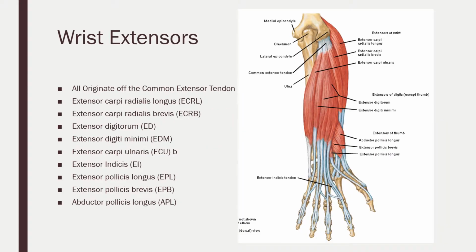The wrist extensors involved are the extensor carpi radialis longus, extensor carpi radialis brevis, extensor digitorum, extensor digiti minimi, extensor carpi ulnaris, extensor indicis, extensor pollicis longus, extensor pollicis brevis, and the abductor pollicis longus. All of these extensors originate off of the common extensor tendon.